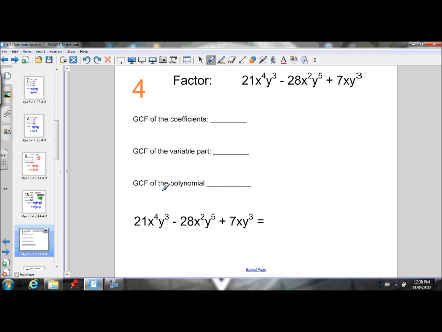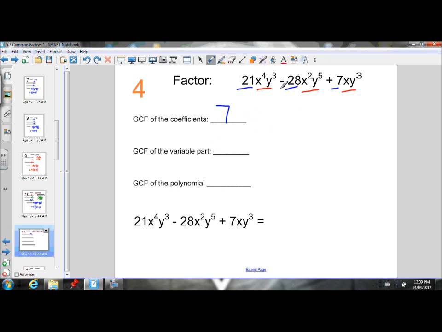Example 4. So we get a polynomial with 3 terms now that we're going to try and factor out a monomial. The greatest common factor of the coefficients. Coefficients are 21, 28, and 7. My greatest common factor is 7. Greatest common factor of the variable parts. These are the variable parts.